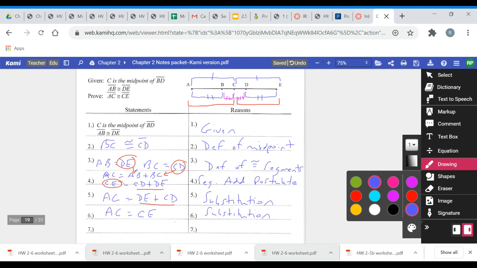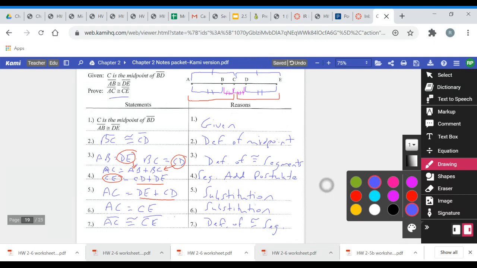All right, and then the last thing here is switching from the equal sign back to the congruent sign so that it looks like what I'm trying to prove up here, that AC is congruent to CE. Okay, and again, that is definition of congruent segments, and that's anytime you're switching from congruent to equal or equal back to congruent.